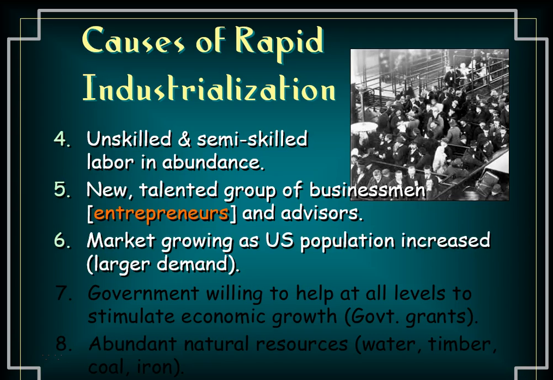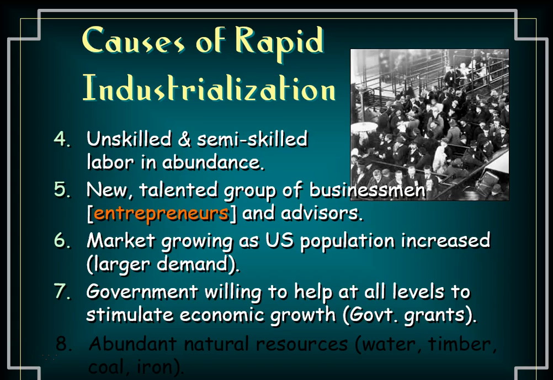Number 6, market growing as the U.S. population increased. So essentially there was a larger demand. You had more people coming into the country. Therefore, the market's going to grow. Therefore, you have a larger demand. So these business owners could produce more of their product and make more money because you had more people that wanted their product, the whole supply and demand idea.